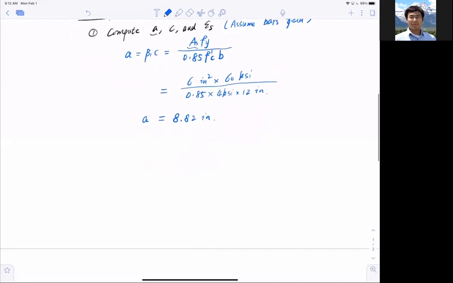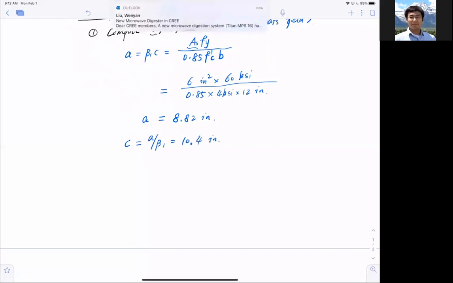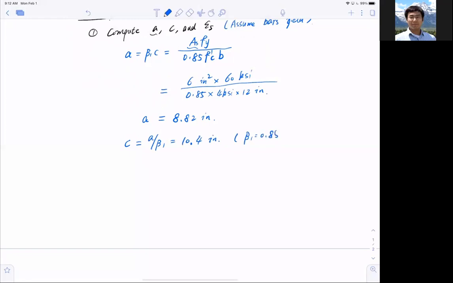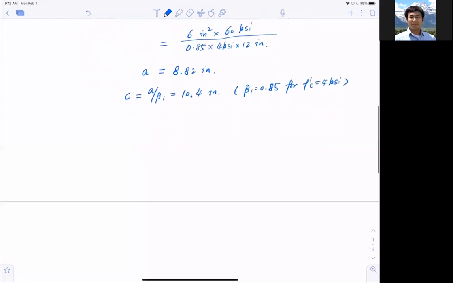Then I have c equal to a divided by beta 1, and that is about 10.4 inches. How do you know that? Because I already know beta 1 equals 0.85 for f'c equal to 4 KSI. That is the Whitney stress block coefficient.